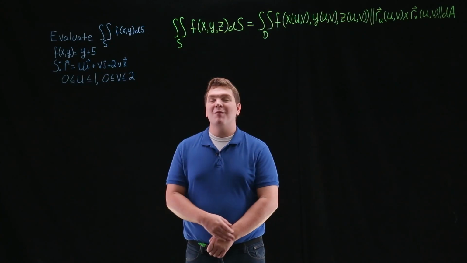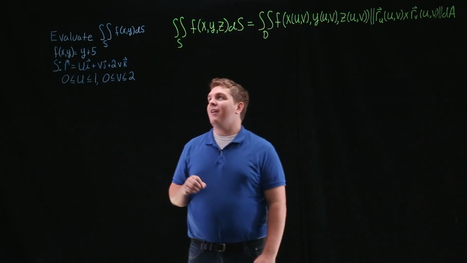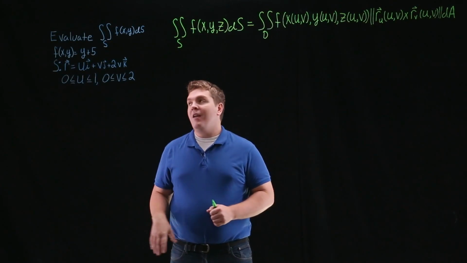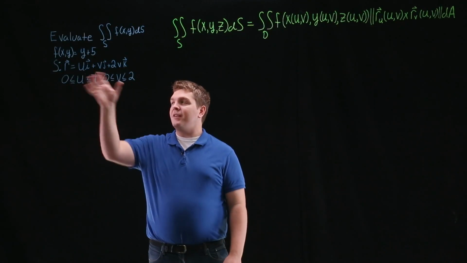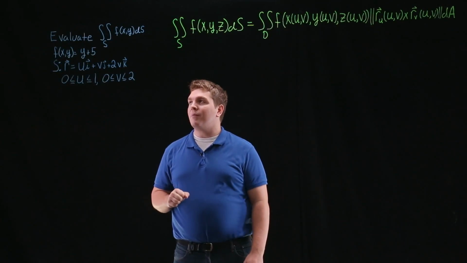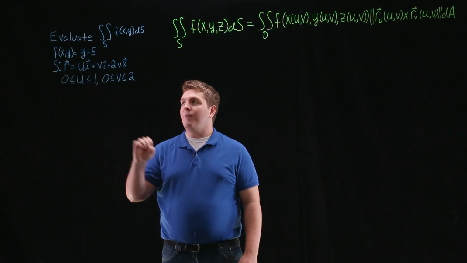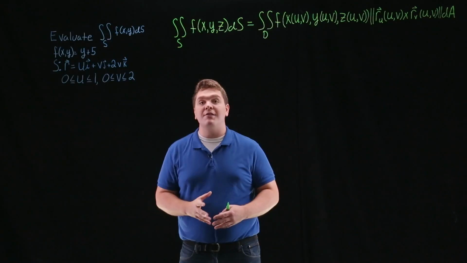Hello, my name's Gabe. For this problem, we're asked to evaluate the surface integral of f of xy ds, where f is y plus 5, and the surface which we're integrating over is given by the vector valued function r equals ui plus vj plus 2vk, where u is between 0 and 1, and v is between 0 and 2.